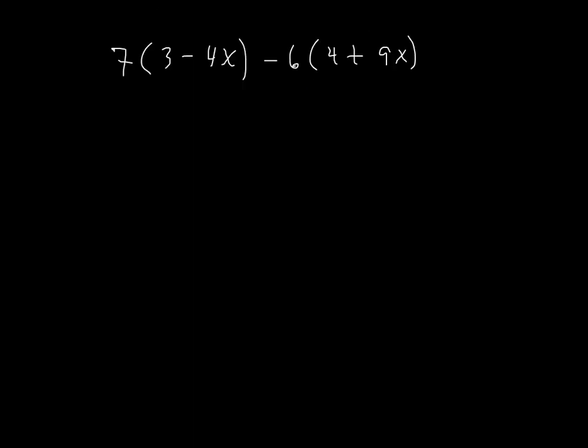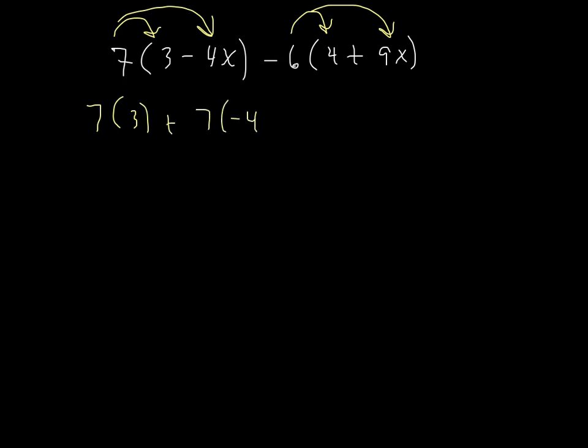All right, we got a lot of stuff going on here. There's lots of varying signs to make this a little bit more challenging. But again, we're going to take this slow and steady. On the first level, I'm just going to rewrite it. So this is 7 times 3 plus 7 times negative 4x plus a negative 6 times 4 plus a negative 6 times 9x.